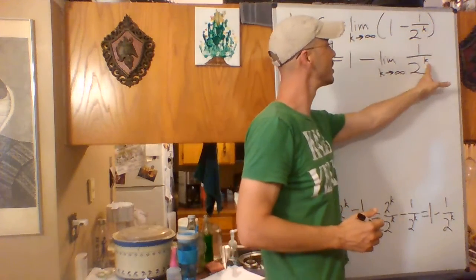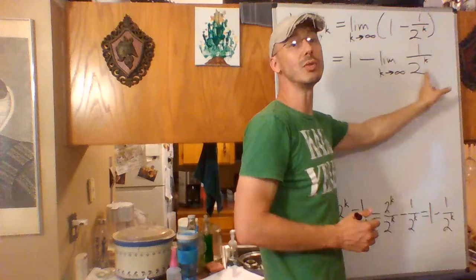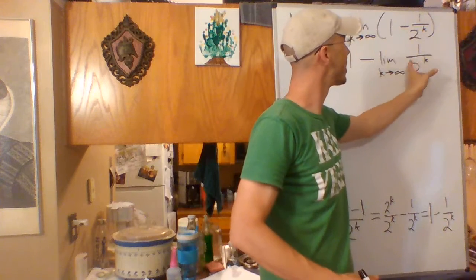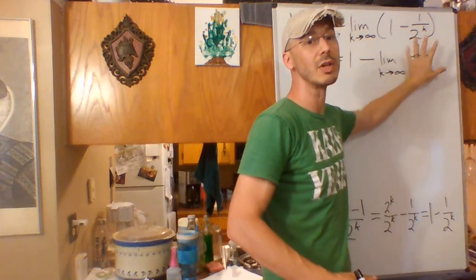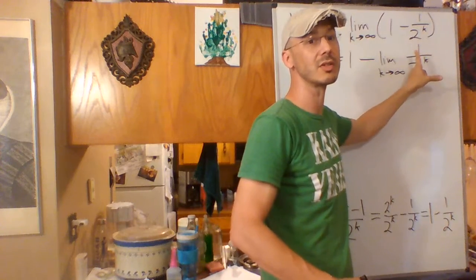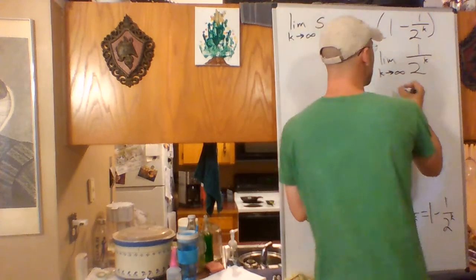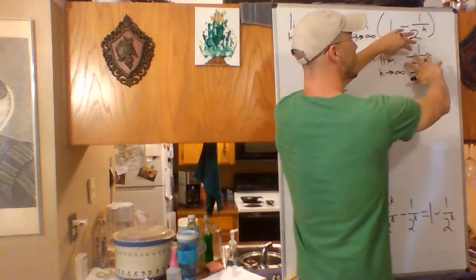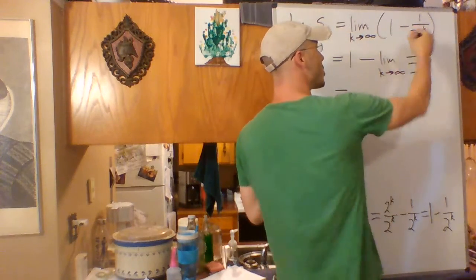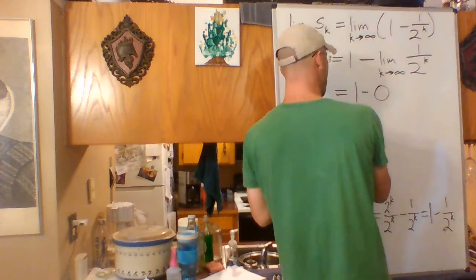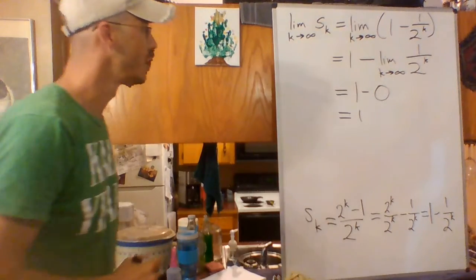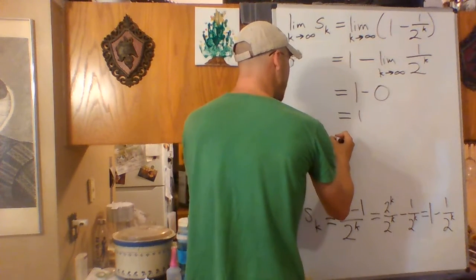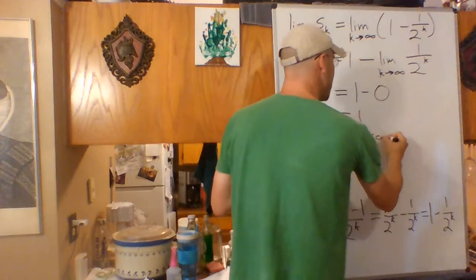As k goes to infinity, k gets very large. 2 to the k gets very, very large. As the denominator grows without bound, the whole expression, because the numerator is fixed, goes to 0. Denominator grows, numerator stays the same. This whole thing goes to 0. This is 1 minus 0, or 1. And that's what we can describe as the series converges.